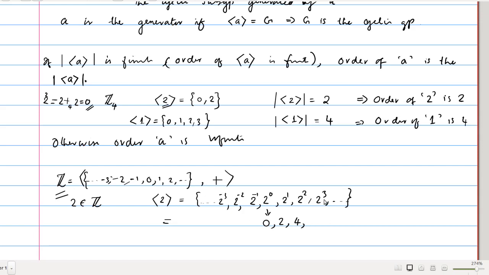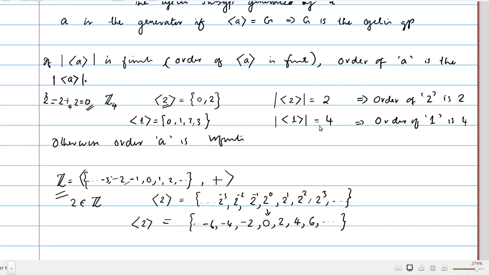Okay, then 2 raised to 3 is operating 2 three times, that is 2 plus 2 plus 2, that is 6, etc. Similarly, the inverse of 2 is minus 2 here, because minus 2 plus 2 is 0. So when you operate minus 2 times, we have minus 4, minus 6, etc. So this is the cyclic subgroup generated by 2 in this Z.